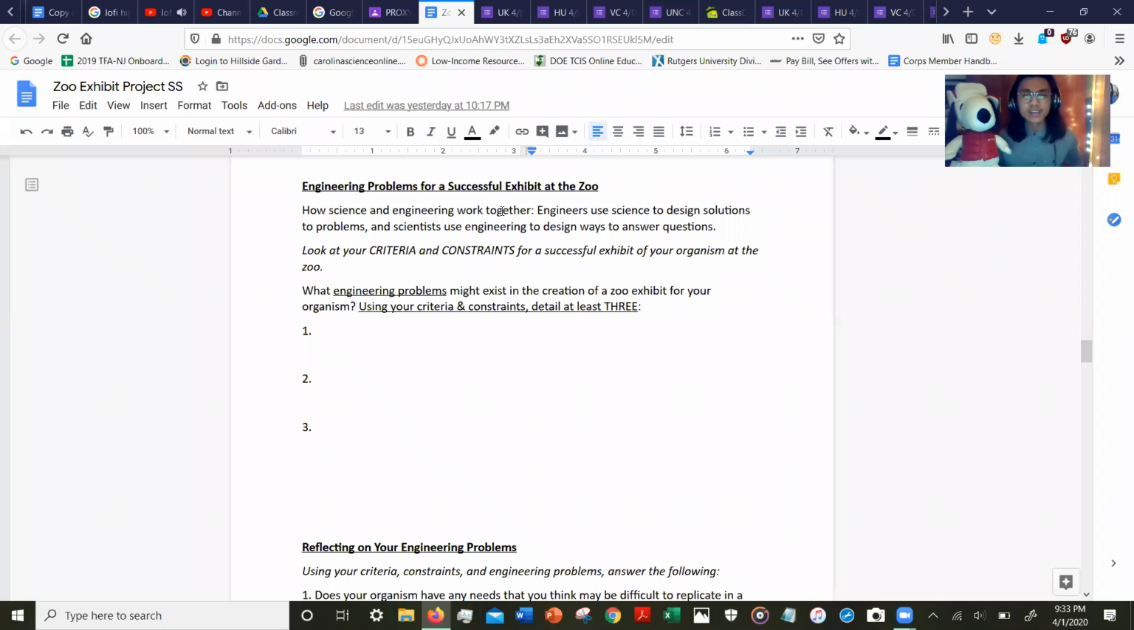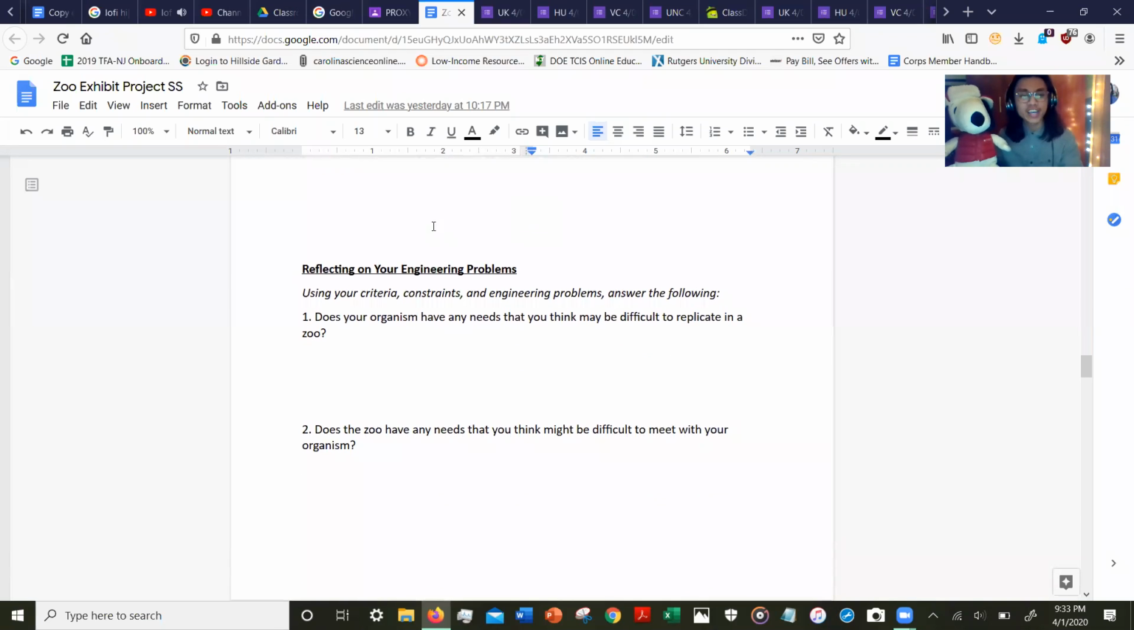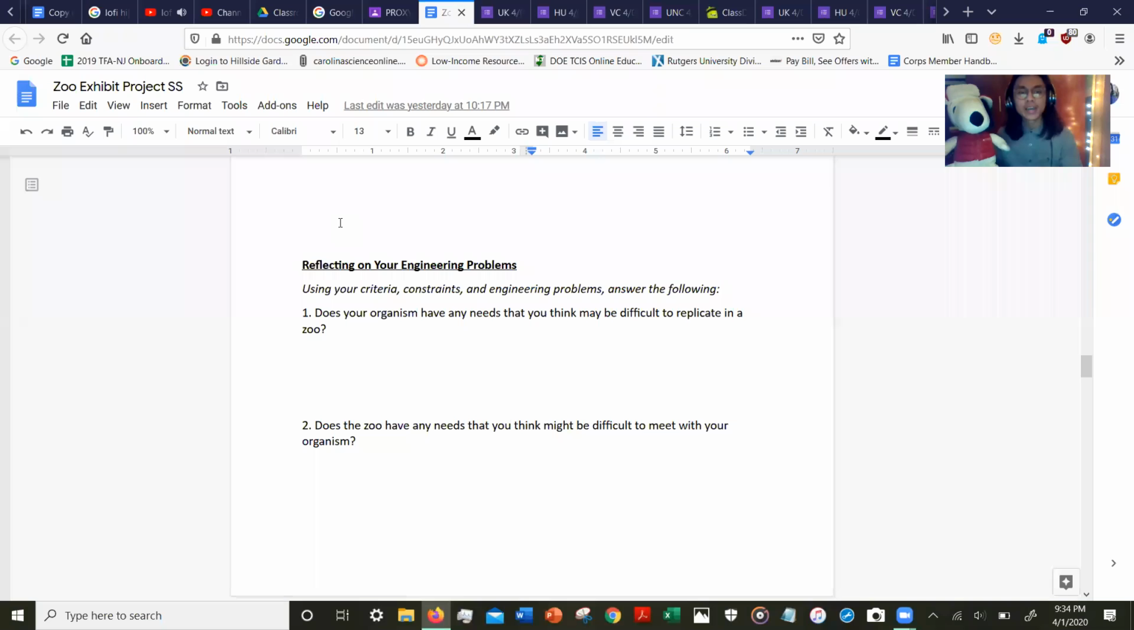This is the sort of creative thinking we're engaging in, and we're identifying at least three engineering problems or challenges like the ones I just modeled and Snoopy just helped out into this section right here. After that, scroll to the bottom, and this is the last section for today, reflecting on your engineering problems, or what we also sometimes call challenges. And it's just asking you, does your organism have any needs that you think may be difficult to replicate in a zoo, and why? And the second question asks, does the zoo have any needs that you think might be difficult to meet with your organism?